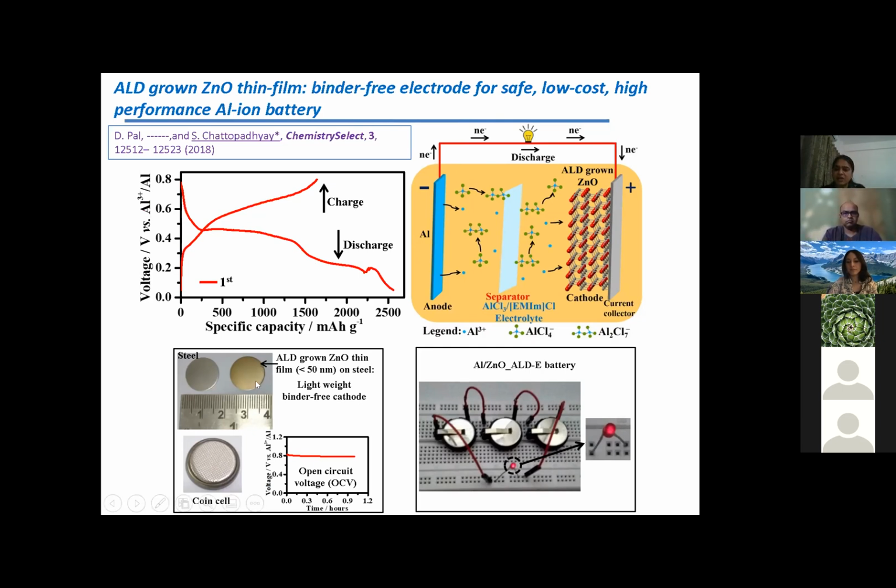This is the perfect coin cell we made, and we completely checked it with an LED also. We connected three batteries here, not to get more current, but because the open circuit voltage for an aluminum-ion battery is around 0.8 volt, and to light up that red LED we need at least 2.1. That is why we connected these three. It is working perfectly, and the on time is also good.